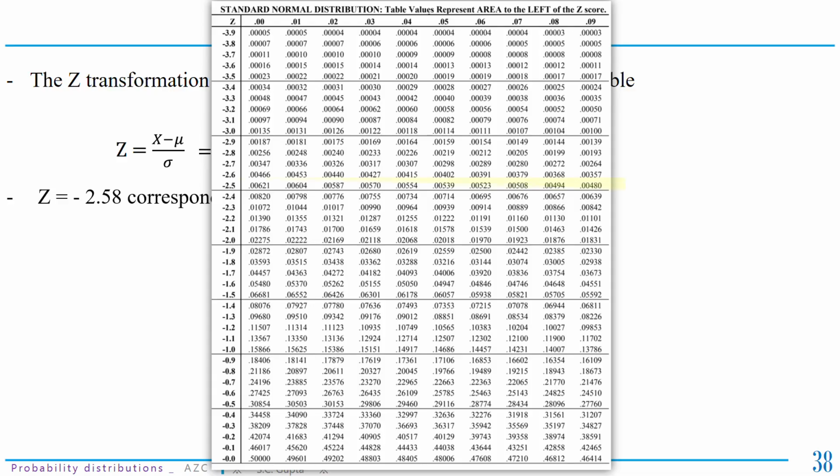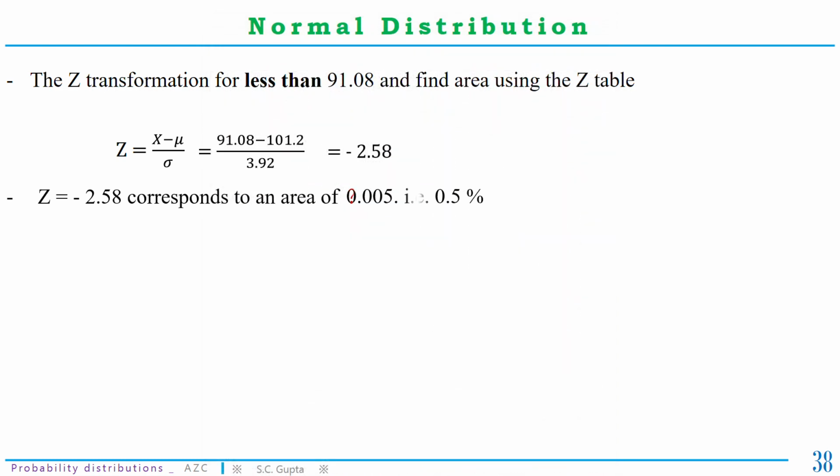Select row of minus 2.5 and column of 0.08. So, answer we get is 0.005. For Z value minus 2.58 corresponds to an area of 0.005, that is 0.5%.